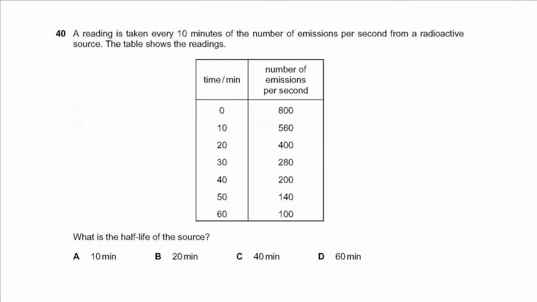Question 40 says a reading is taken every 10 minutes of the number of emissions per second from a radioactive source. The table shows the readings. What is the half-life of the source? So there is no mention of any background, so we just take the first reading and then we divide it by 2 for 1 half-life. That gives 400. And then we take this value and see at which time it reached this value. So here the answer is 20 minutes, so we choose B.